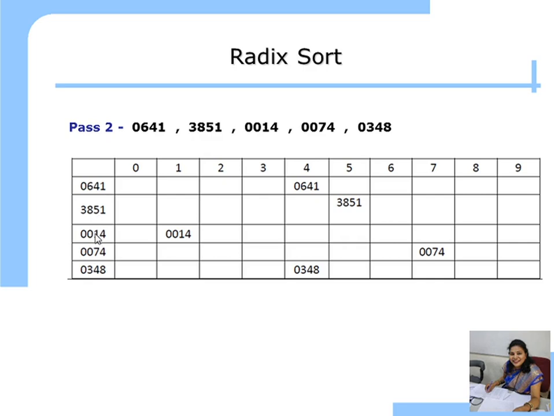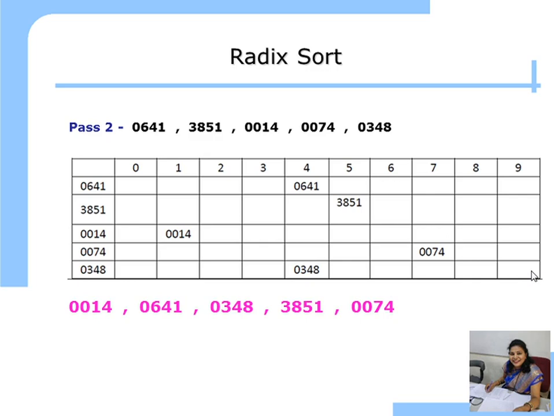Here we have 1 at the tens position, so it will go to the first bucket. In 74 we have 7 at the tens position, so it will go to the seventh bucket. In 348 we have 4 at the tens position, so it will go to the fourth bucket. After putting all the elements into the appropriate bucket, we again recollect from bucket 0 to bucket 9. So it will be 14, 641, 348, 3851 and 74. This is the output of pass 2.